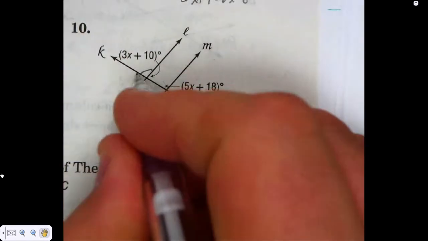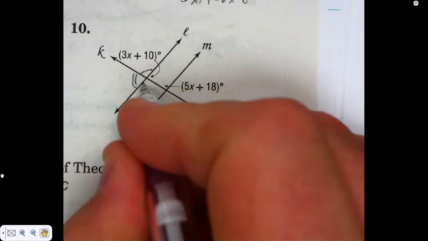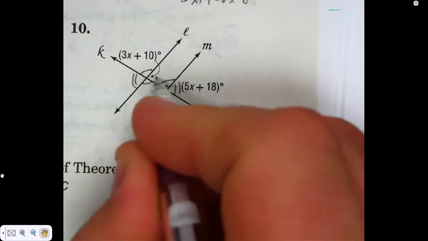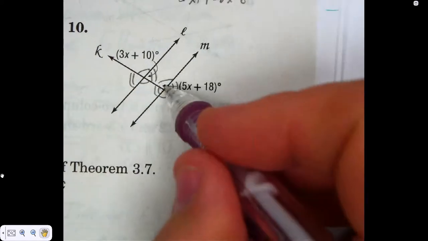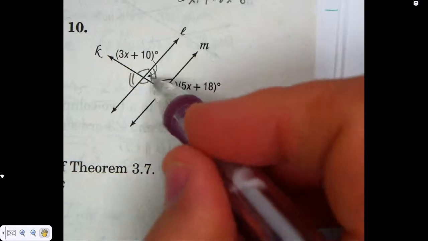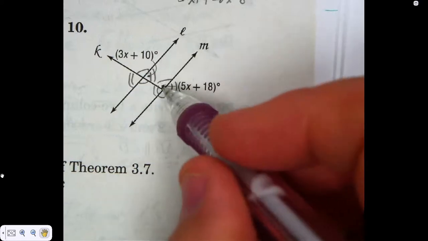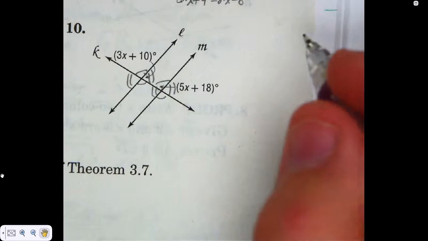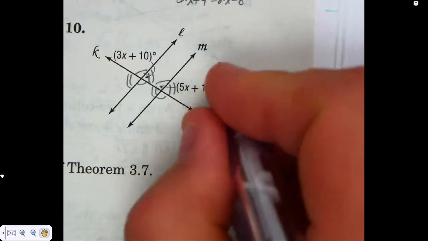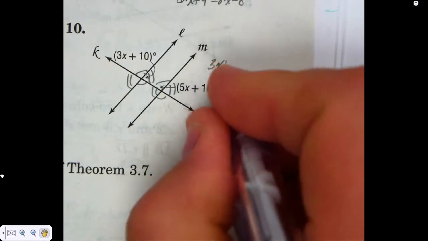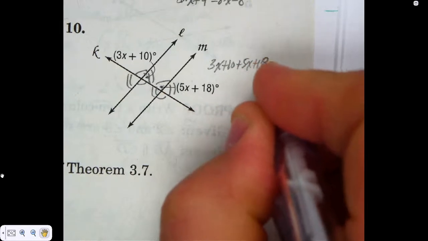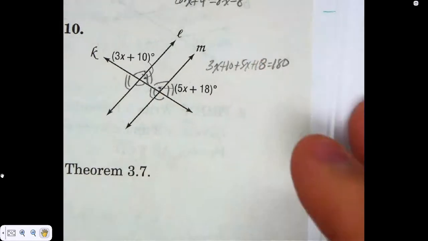This is a 1 mark. What's this? Okay, it's these two that they're talking about. You guys see those arrows? So 1 mark and how do they relate to each other? They add to, so 3x plus 10 plus 5x plus 18 equals 180.